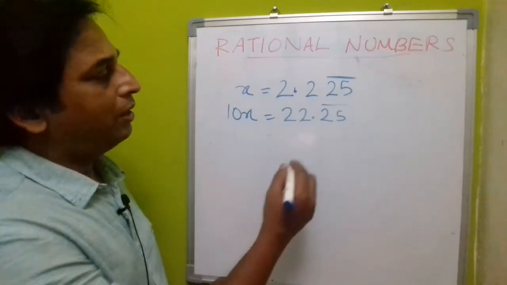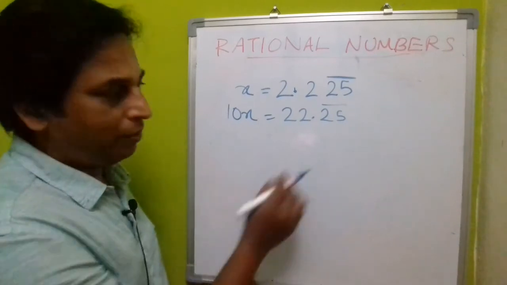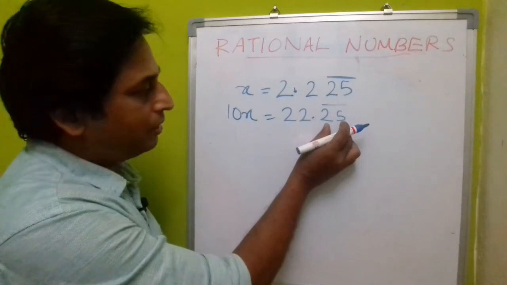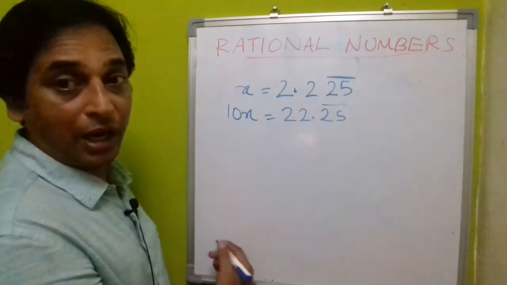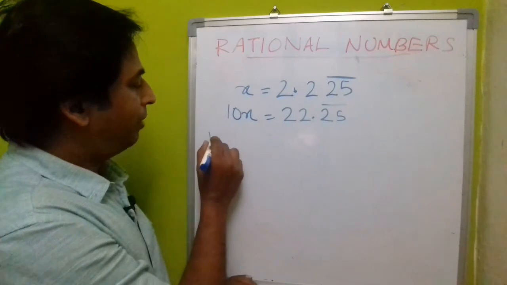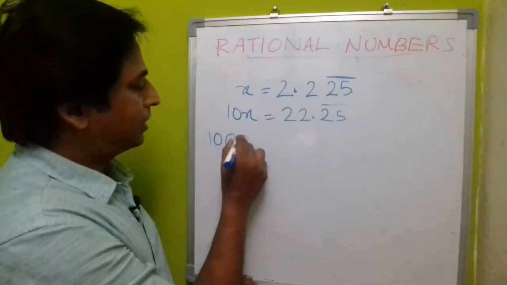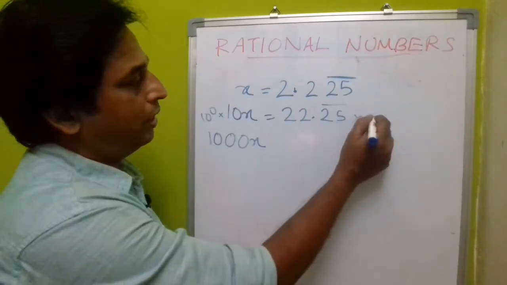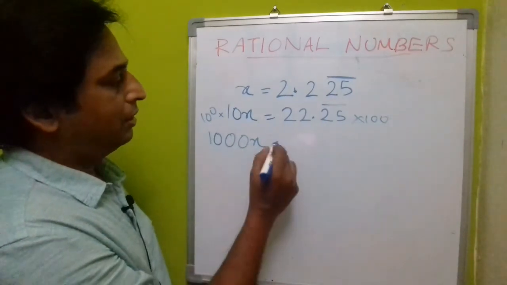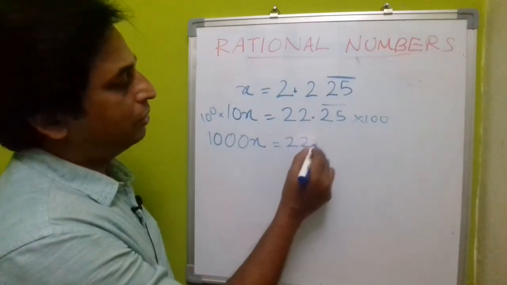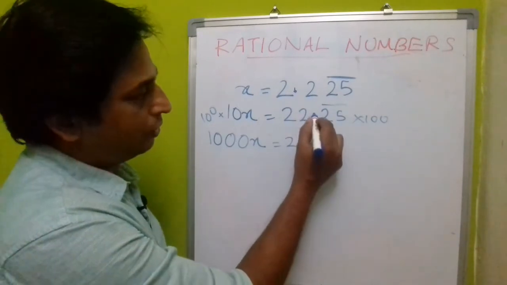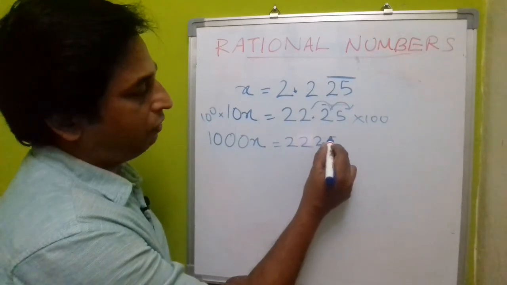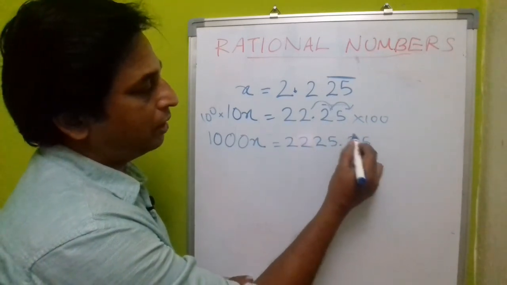As in the previous step, we will have to bring one part of the repeating block to the left side. There are 2 decimal places, that means we will have to multiply this by 100. So 10x multiplied by 100 means 1000x. You are multiplying this by 100 and this also by 100. You will get 1000x here, and here the decimal will go 2 places to the right. So this will become 2225.25 being repeated.